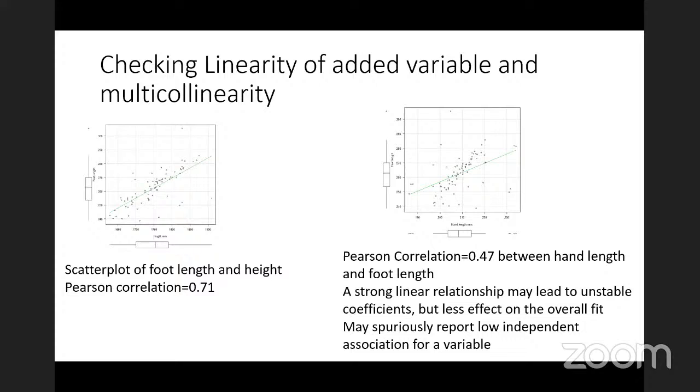There's a Pearson correlation of 0.47 between height and foot length. This shows a moderately strong linear relationship. And the importance of this is for the final model fit. If we had gone into this analysis trying to show whether foot length and hand length show independent information over the other, in case of multicollinearity, we may have had spurious results.